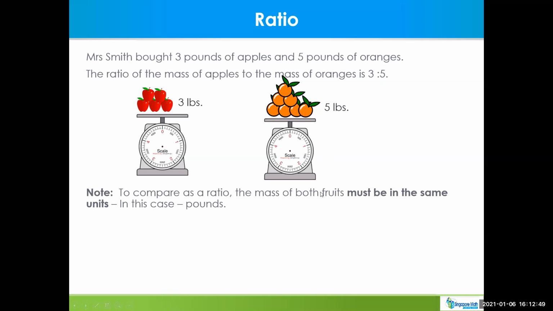To compare as a ratio, the mass of both fruits must be in the same units, in this case, pounds. So it cannot be 3 kg and 5 pounds, because in terms of conversion, it's different. You cannot say this is 3 grams and this is 5 kg, so the ratio of the apples to the oranges is 3 grams to 5 kg. That doesn't make sense. It has to be in the same units. Any questions?